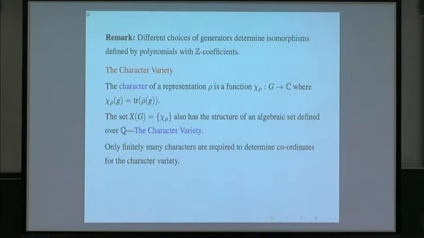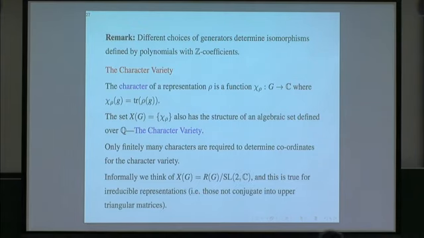And indeed, it turns out that you really only need finitely many characters to determine the coordinates of the character variety. So for example, if your group is 2-generator, generated by A and B, then you really just need the character on A, the character on B, and the character on AB. And that gives you the character variety.